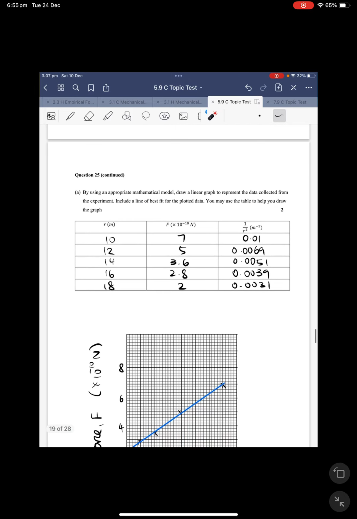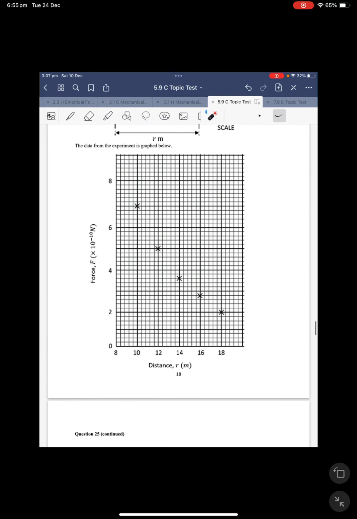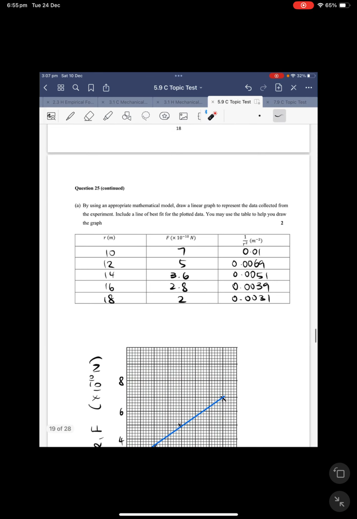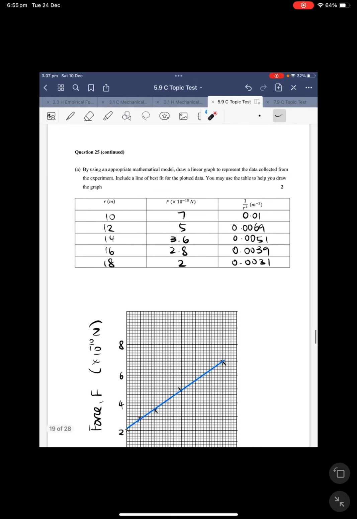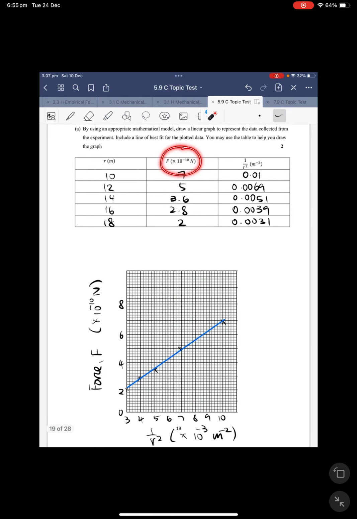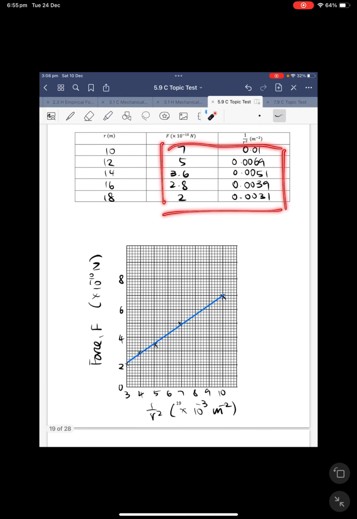So first of all, we should fill in this table here by simply reading it off from the graph. These are the values in the table here. And we can calculate this 1 on r squared by taking each value here and taking the square of the reciprocal. Okay, so those are the values. And then we have to plot a graph of F against 1 on r squared. If you graph these values here, you should get something like this.